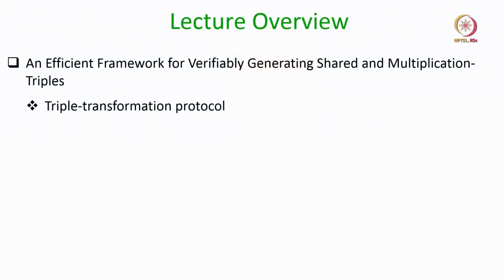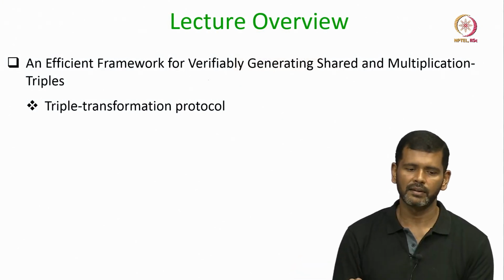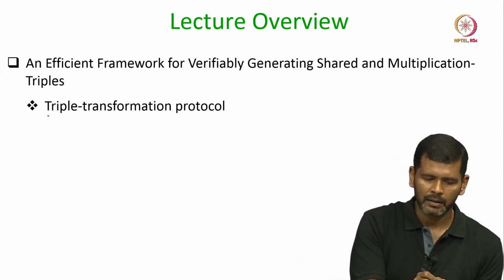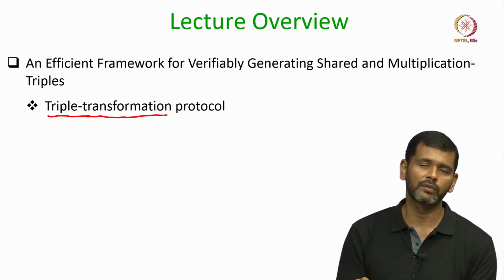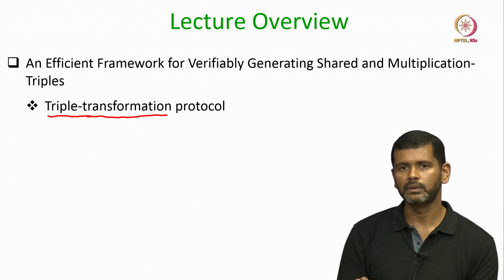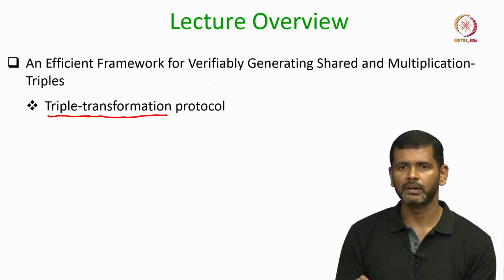So, in this lecture we will continue our discussion regarding the efficient framework for generating the secret sharing of random multiplication triplets, which we started discussing in the last lecture. And in this lecture we will see a triple transformation protocol, which will be useful for instantiating both the components of the above mentioned framework.